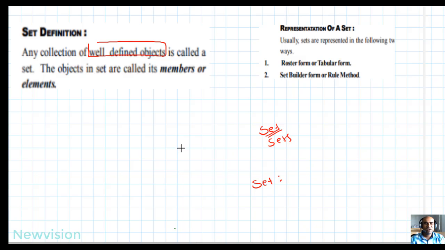So what is the meaning of well-defined collection? I will explain through an example. For example, there are two boys A and B. I asked A and B, go and collect three natural numbers. A collected 1, 7, 9. B collected 7, 10, 100. What A collected, those three are natural numbers only. What B collected, those are also three natural numbers only.